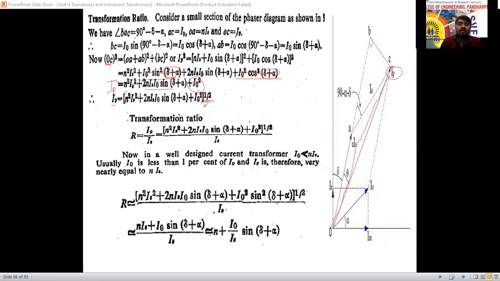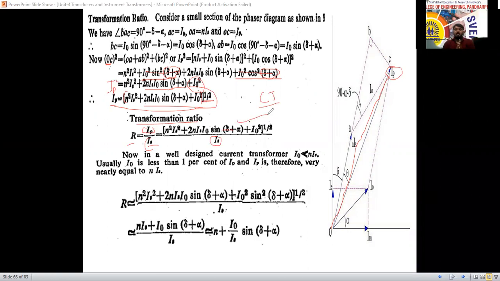Now we know the transformation ratio formula for the CT, that is, the primary current to the secondary current. So the transformation ratio R equals primary current to secondary current. The primary current whatever we have derived, we substitute here, and the secondary current we keep as I_s. So here we have written n square I_s and all the same things.